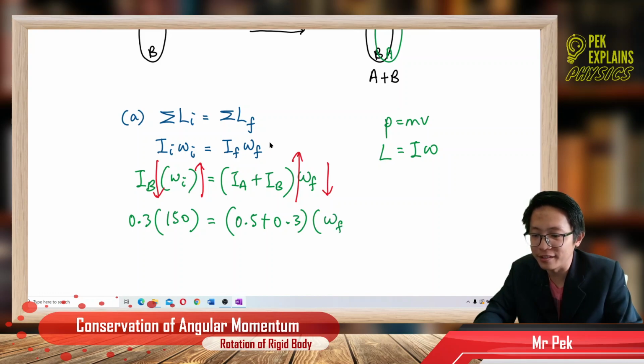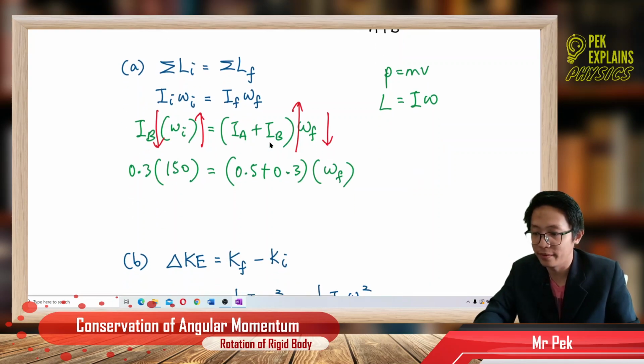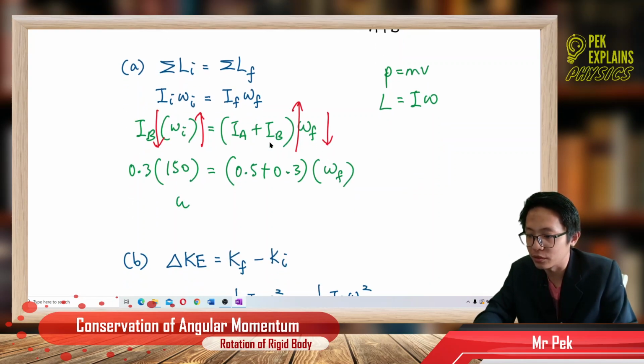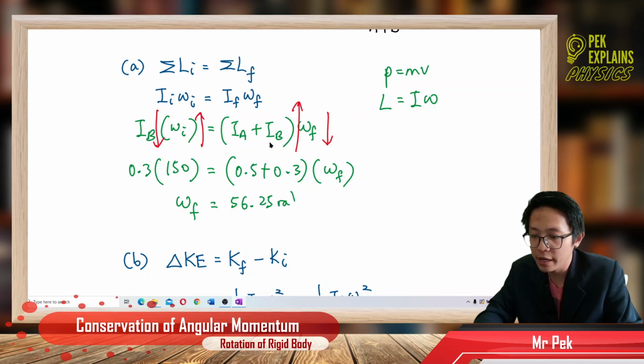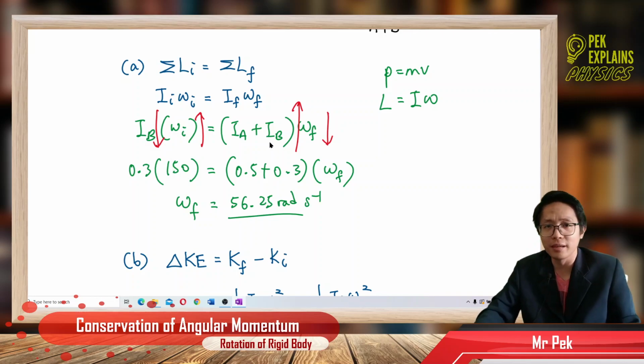And then the final angular velocity. So happy that we can solve the question, isn't it? So I get 56.25 radian per second. Yes, that's the final angular velocity.